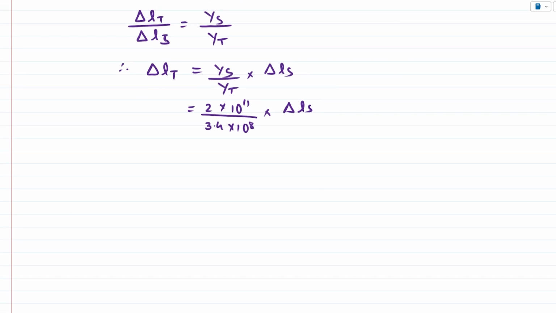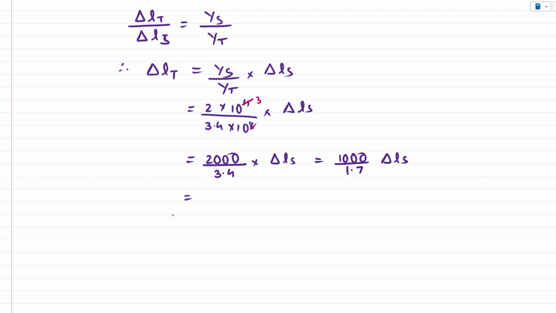So let's do some cancellation. 10 raised to 11 divided by 10 raised to 8 gives us 10 raised to 3. And 10 raised to 3 into 2 gives us 2000. So this is 2000 divided by 3.4 times delta LS. इसको और simplify कर सकते हैं. If we divide 2000 by 2, we get 1000. And we divide 3.4 by 2, we get 1.7 times delta LS.